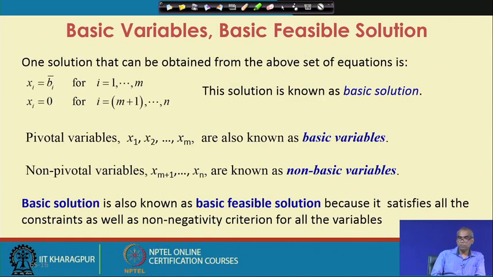So, one solution that can be obtained easily from the above set of equations is x i equal to b i bar for i equal to 1 to m and x i equal to 0 for i equal to m plus 1 to n. This solution is known as basic solution. The pivotal variables x 1, x 2 up to x m are also known as basic variables. Non-pivotal variables x m plus 1 to x n are known as non-basic variables. Basic solution is also known as basic feasible solution because it satisfies all the constraints as well as non-negativity criterion for all the variables.